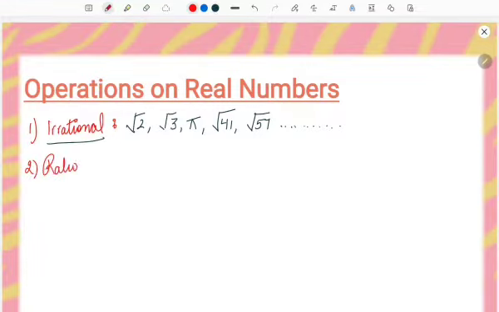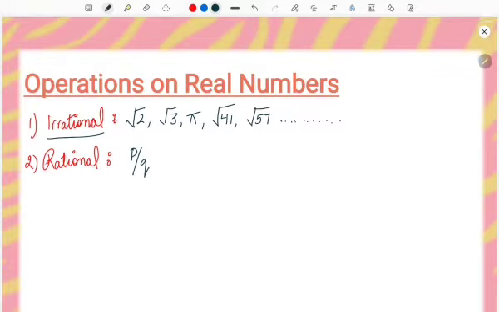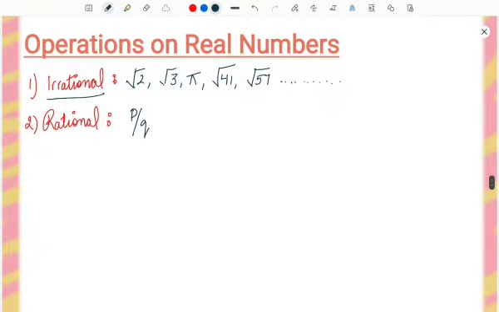Second, we have rationals. What are rational numbers? Any number that can be represented in p by q form, where p and q are supposed to be integers and q should not be equal to 0. Those are the two main properties of rational and irrational numbers. Now let's talk about when I perform operations on these numbers of addition, subtraction, multiplication and division.